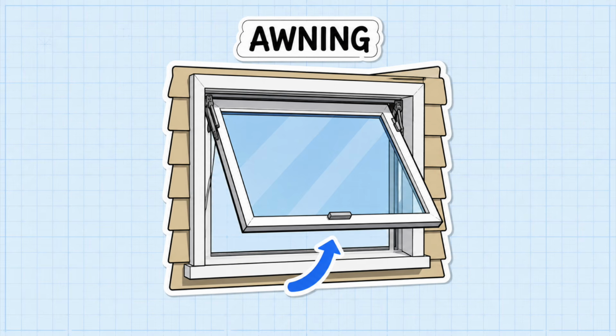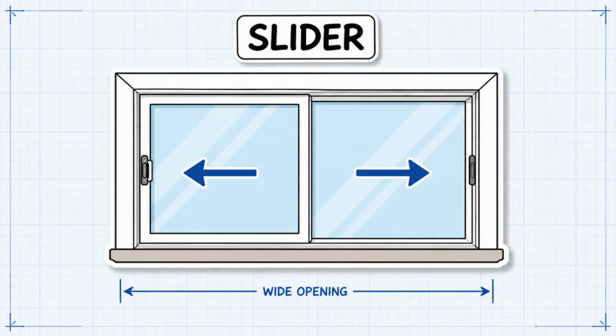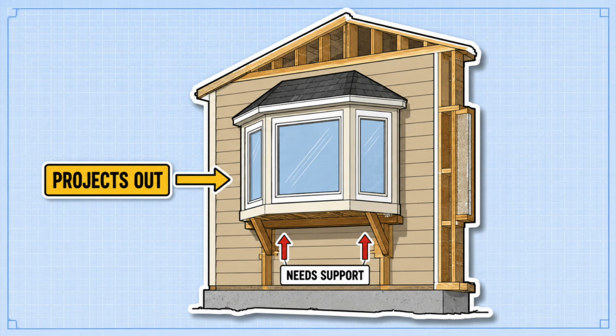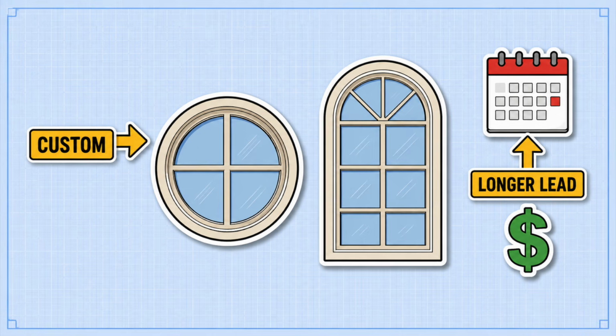An awning window is hinged at the top and opens outward from the bottom. A slider moves left and right, which works well for wider openings. A picture window does not open, but it gives light, views, and fewer moving parts. Bay and bow windows project out from the wall, so they need more planning and support. Specialty shapes can look great, but they often cost more and take longer to order.